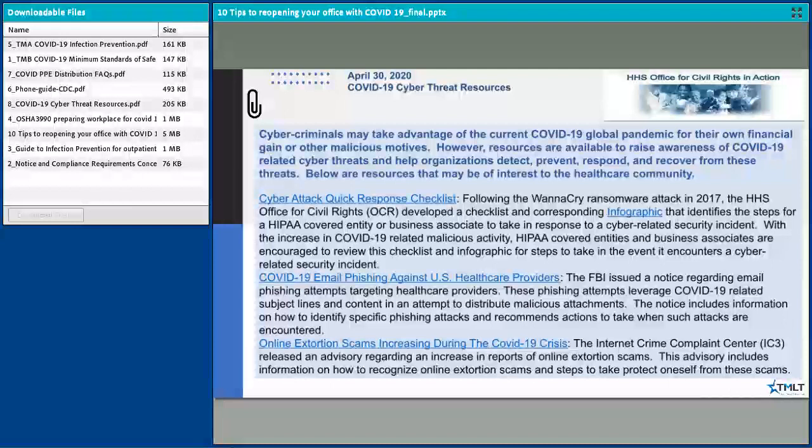The COVID-19 email phishing against U.S. healthcare providers is an FBI notice regarding email phishing attempts targeting healthcare providers. Typically, COVID-19 or something similar is in the subject line. There have been reports of online extortion scams, and those have been increasing during the COVID-19 crisis. The Internet Crime Complaint Center released an advisory regarding the increase in online extortion scams.